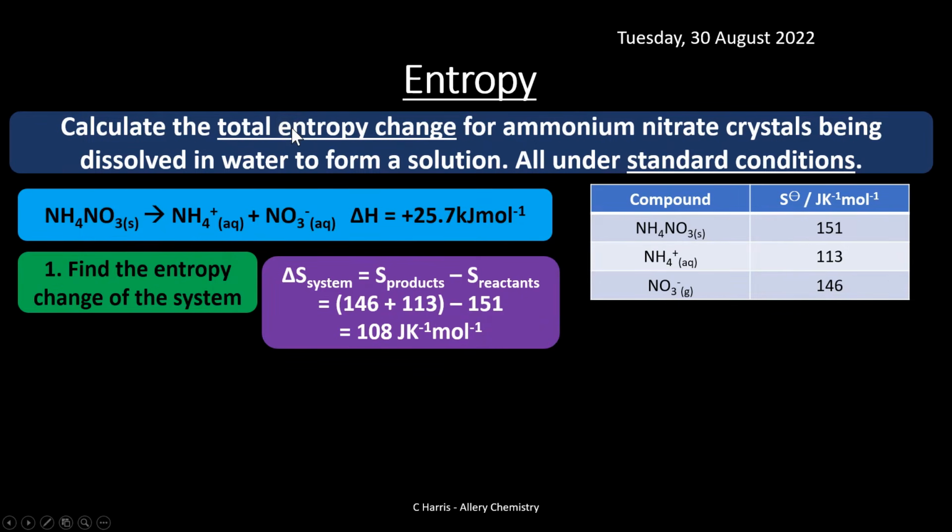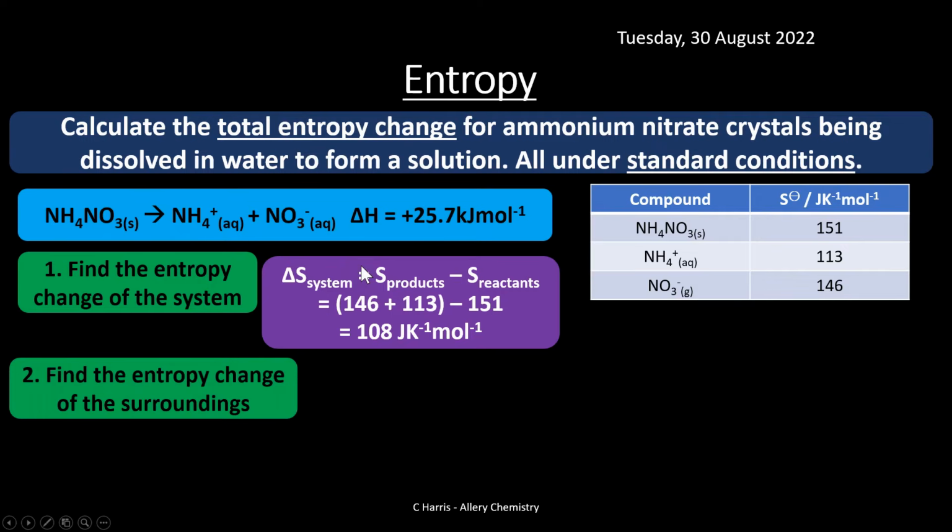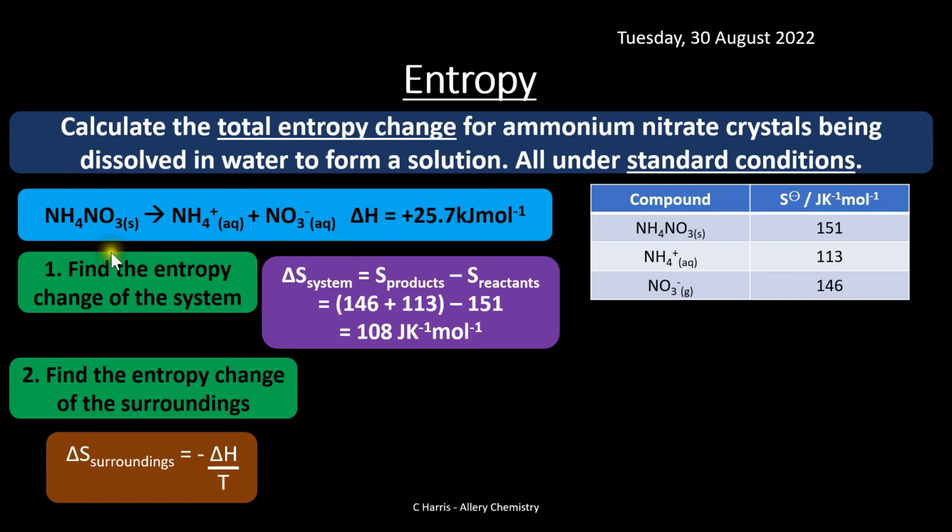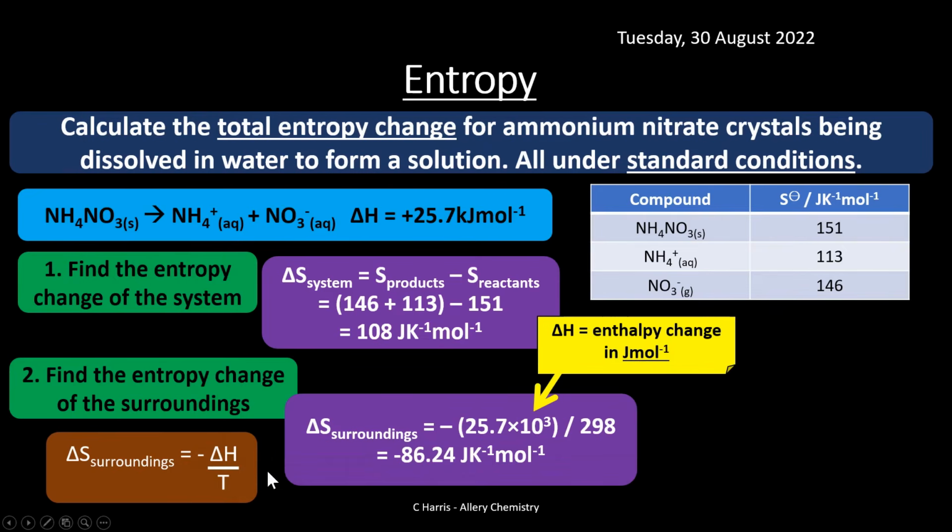But we want the total entropy change, not just the system. So we need to find the entropy change of the surroundings, what's going on around it. The entropy change of the surroundings is minus delta H over T. So it's minus 25.7 times 10 to the 3. Remember, this value 25.7 is the enthalpy change in kilojoules per mole. We need to convert that into joules per mole because that's what we must use. So we multiply by 10 to the 3, which means multiplying by 1,000. It means the same thing.